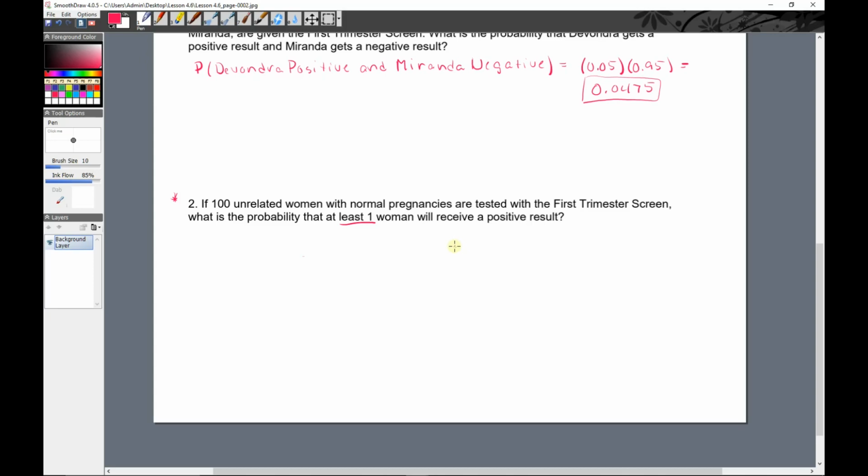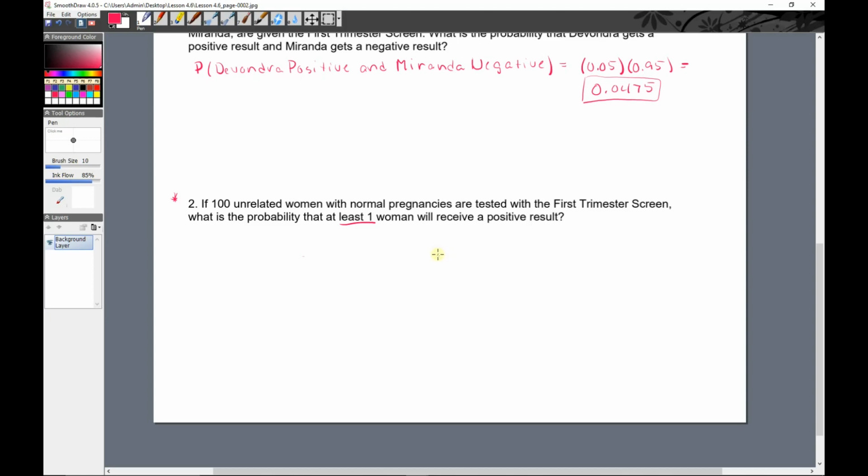Maybe the first one would receive a positive and the other 99 wouldn't, or the second would receive it and the other 99 women, or the third, or the fourth, or the first 2, or the first 8, or the last 8, or the last 20, or the middle 13. You could take a year trying to get all of these individual probabilities, and they would all be ors, so you would add them up.